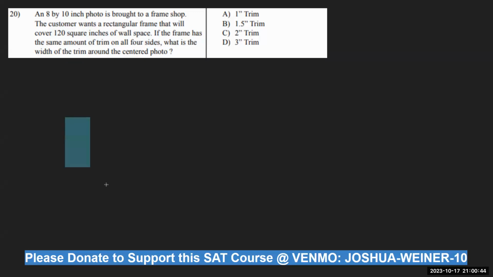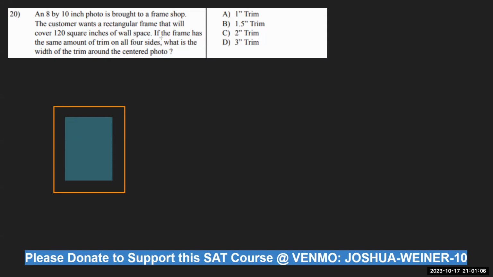We have an 8 by 10 photo like this. What we want to do is make a picture frame that goes around it. Here, I'll make it a wood frame. So we want the trim of the frame to be equally spaced around it. So the total area is 120.